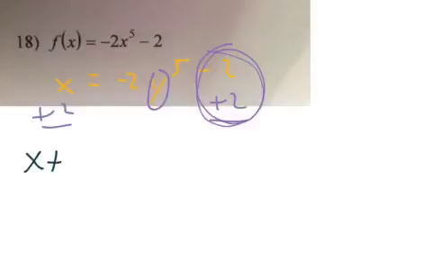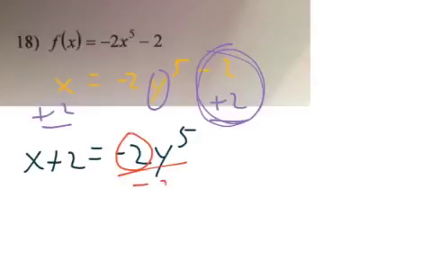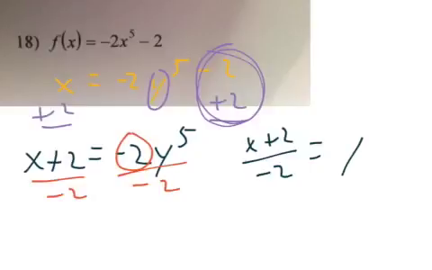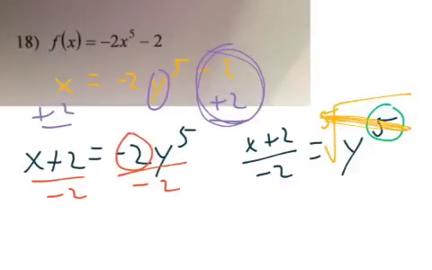So now notice I have x plus 2 equal to negative 2 y to the 5. Now I need to get rid of this negative 2 right there. So I'm going to divide by negative 2. And now what do I have? I have (x plus 2) divided by negative 2 equal to y to the 5. How do I get rid of this 5 power? Well, I'm going to do a 5th root, because a 5th root cancels out the 5 power.